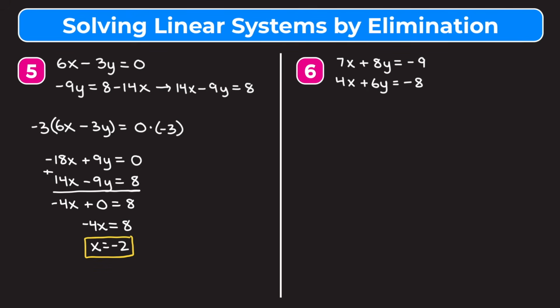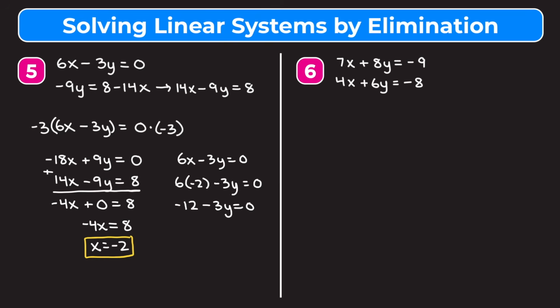And now we want to use that to find our y value. So I'll use our first equation. So 6x minus 3y equals 0. I'm going to replace x with the x value I just found, which is negative 2. So I have 6 times negative 2 minus 3y equals 0. And I'm going to simplify and solve. So 6 times negative 2 is negative 12. So I have negative 12 minus 3y equals 0.